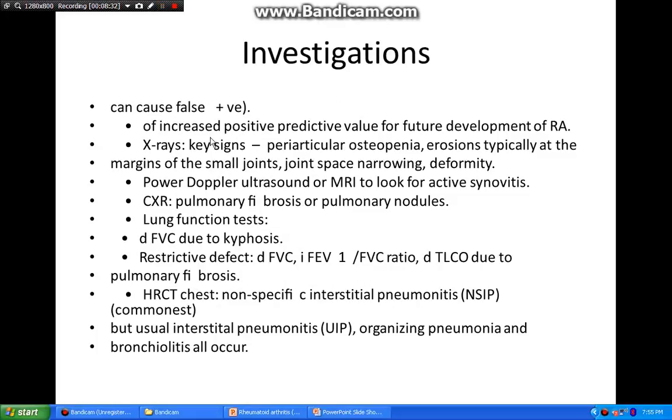Other investigations, there are many others, like X-ray of the hand and X-ray of the chest. Also we can do Doppler to look for active synovitis. Lung function tests we will do. Also we will look at pulmonary function tests, and HRCT can also be done.